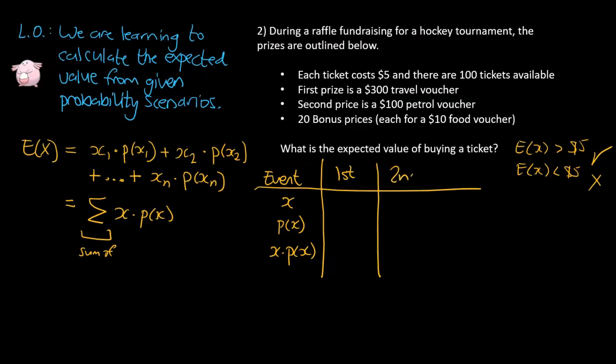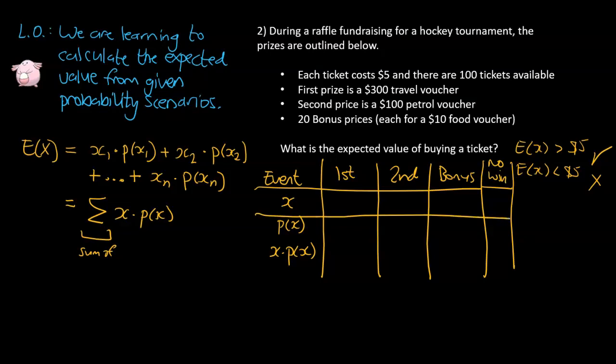You could also win the second prize. You could win a bonus prize. And after that, I've run out of room here, but you could have no win, or most likely you're not going to win anything there. So that's what my table is going to look like, and it's going to resemble the graph that we had before. So X for the first prize relates to the dollar value that's attached to that prize.